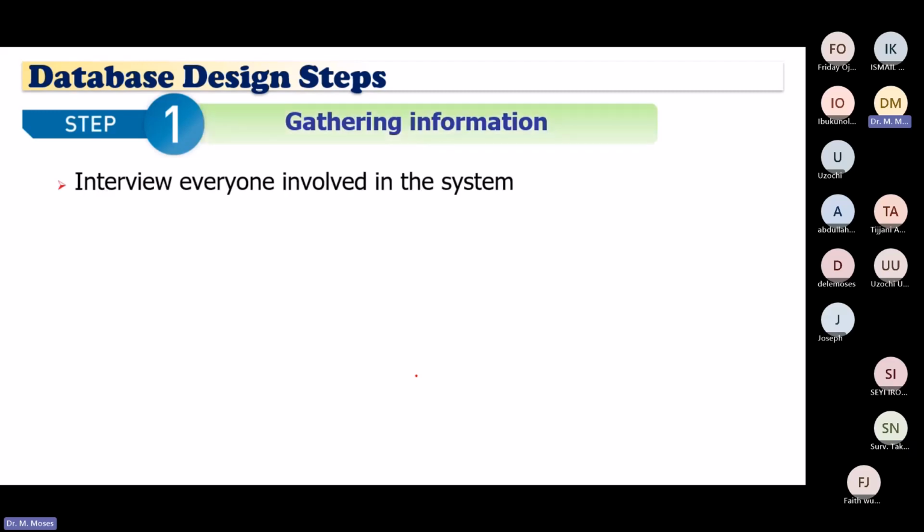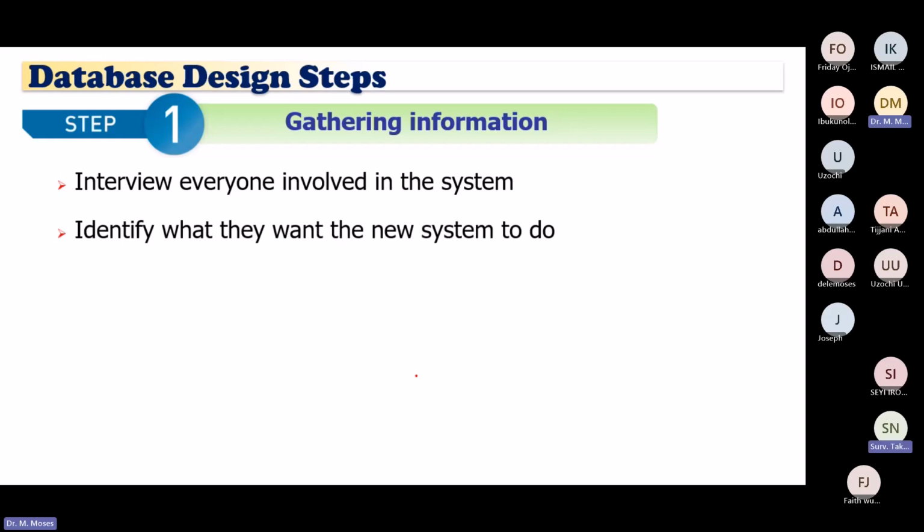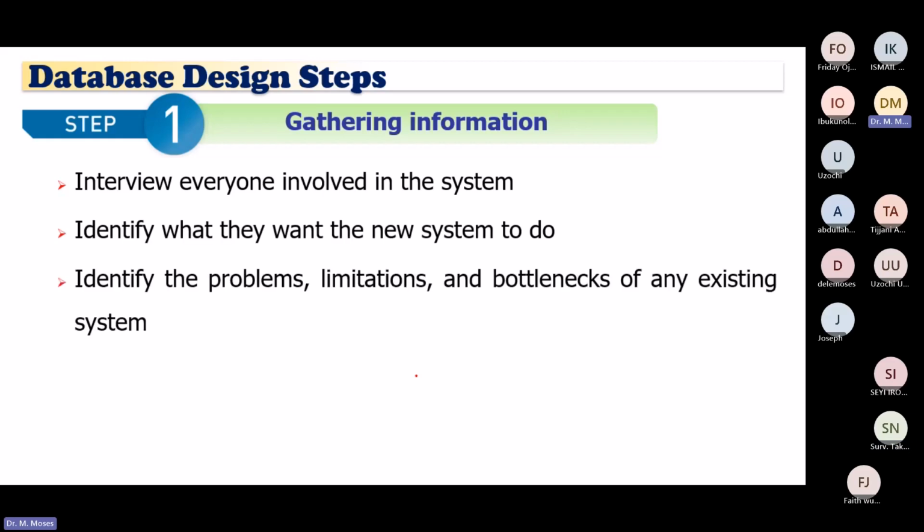In gathering information, what do we need to do? You may have to interview every stakeholder involved so that you can identify what they want the new system to do. Then you identify the problems, limitations, and bottlenecks of the existing system. What is the problem with the existing system? Maybe they are using files, a manual system, and then there is limitation. Data can get destroyed at any time. It becomes difficult to retrieve.